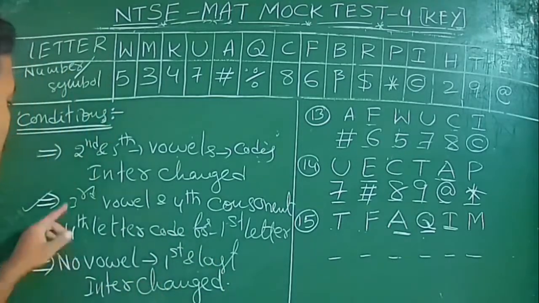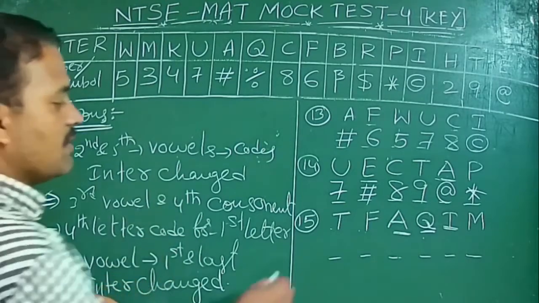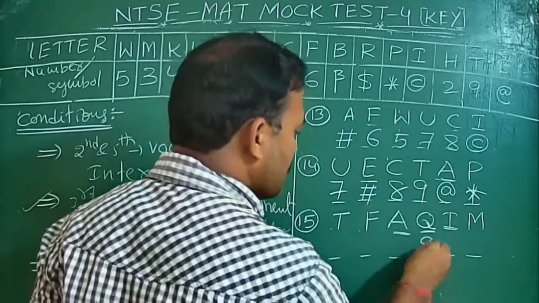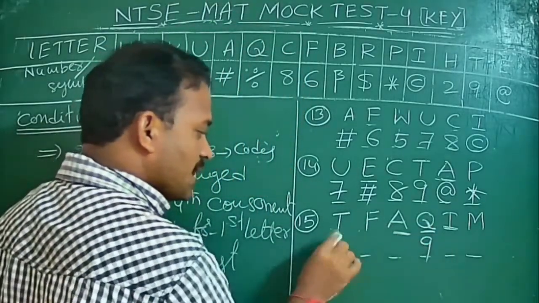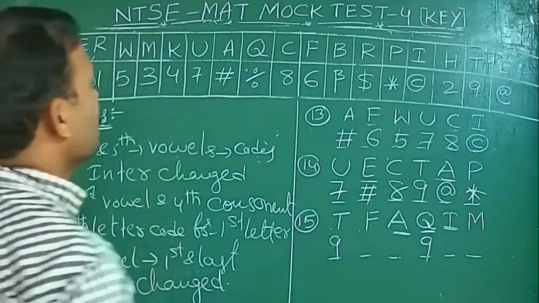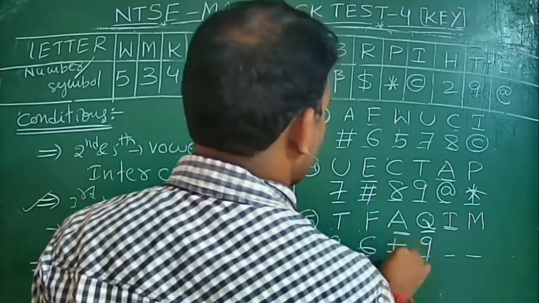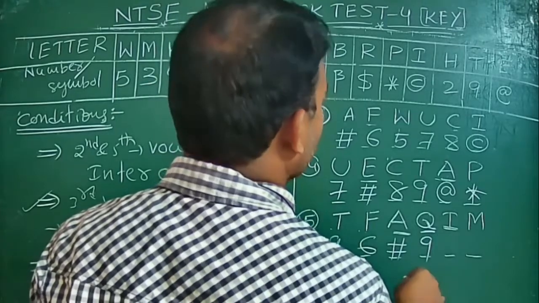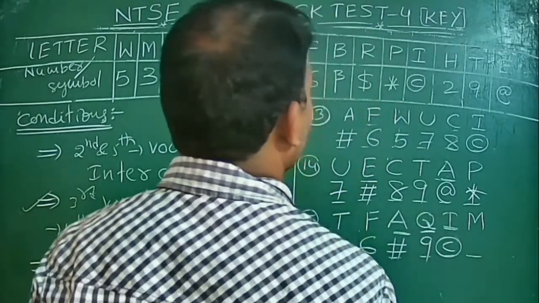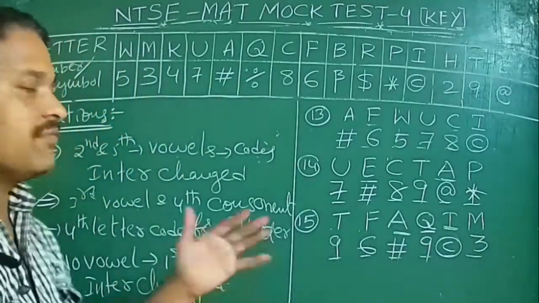Okay. So then, what will happen? The fourth letter code is for the first letter. What is the first letter code? T. What is the T code? T code is nothing but 9. But in the fourth letter you must write the first letter code. Remaining everything same. So F is what? F is 6. A is nothing but the symbol. Next I is nothing but C circle, and M is nothing but 3. So this is about the 15th question.